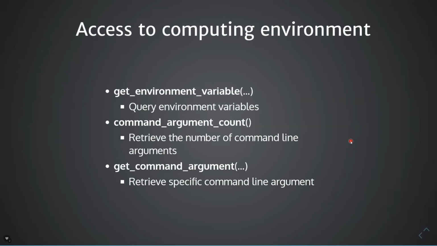Another thing that would have been quite obvious for many other computer languages is to be able to access the compute environment. Up until I think it was 2003, you couldn't get the environment variables from your source code. But now you can, using the function called get environment variable. That will return the value of a certain environment variable. You can also get the number of command line arguments, also not possible before. And you can get a specific command argument as well by using get command argument.